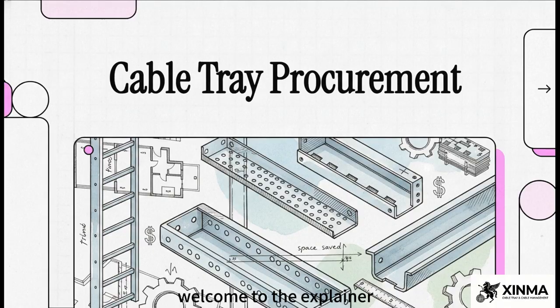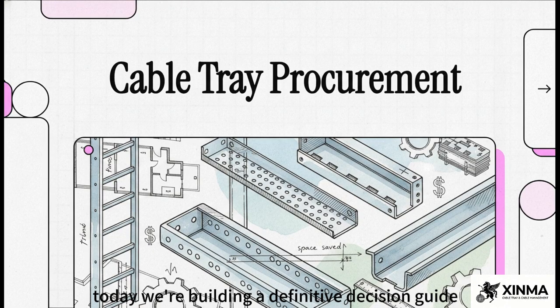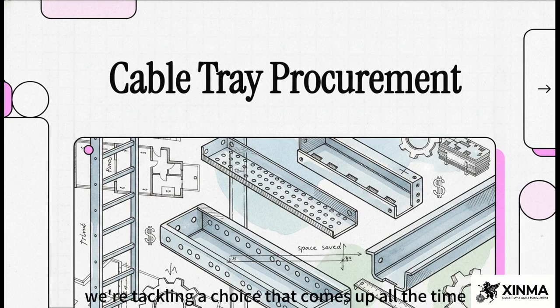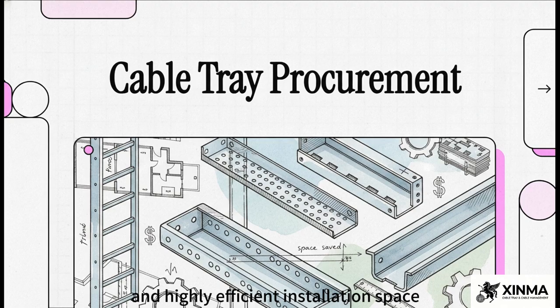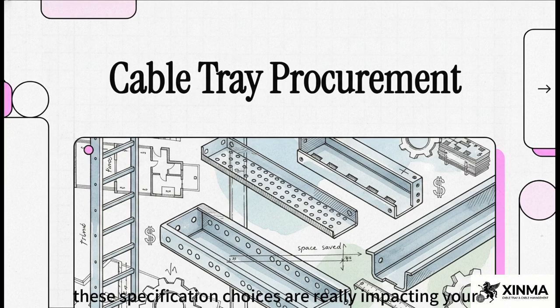Welcome to The Explainer. Today, we're building a definitive decision guide specifically for procurement managers. We're tackling a choice that comes up all the time: how to optimize cable tray specifications for strict cost control and highly efficient installation space. If you're buying for large-scale infrastructure projects, you already know that every single millimeter and every dollar absolutely counts. So let's look at how these specification choices are really impacting your bottom line.